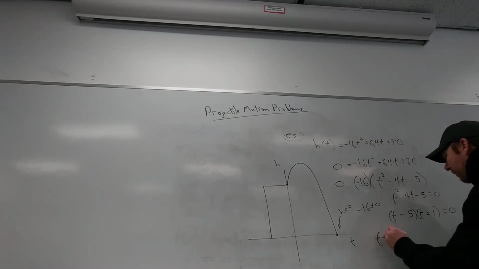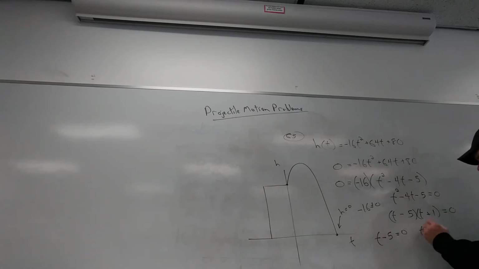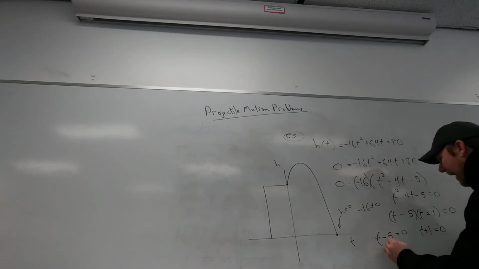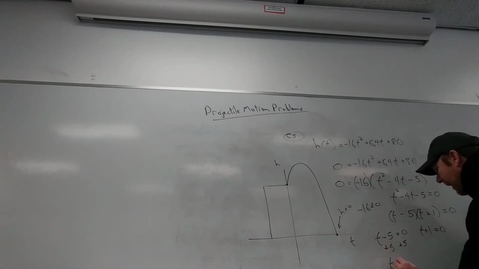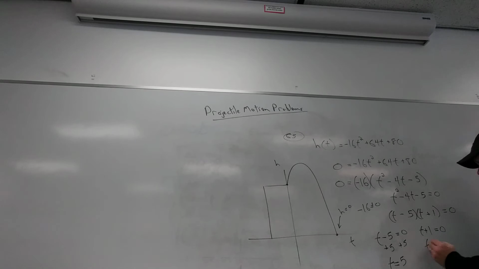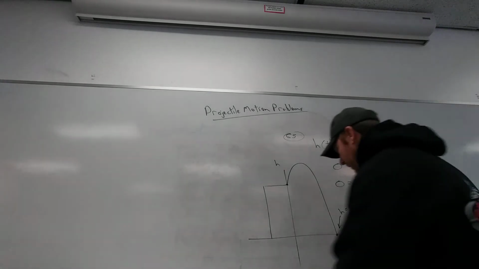So I set each one equal to 0. And I add the 5 to both sides, and I get t equals 5 seconds. And if I subtract the 1 from both sides, I get t equals negative 1 second. This is going to be my answer because I don't have a time machine. I'm not dealing with a negative time. This is important though, so I don't want to just cross this out. And here's why it's important.